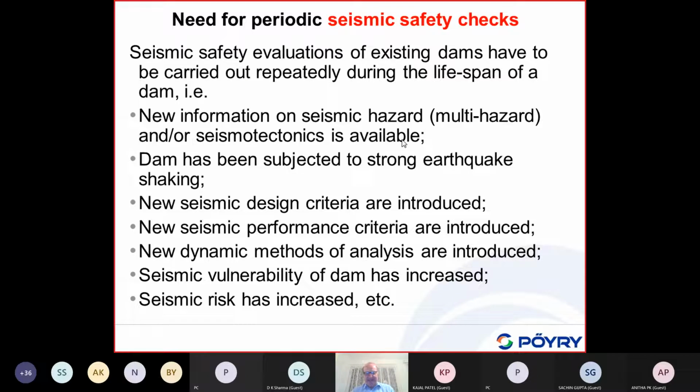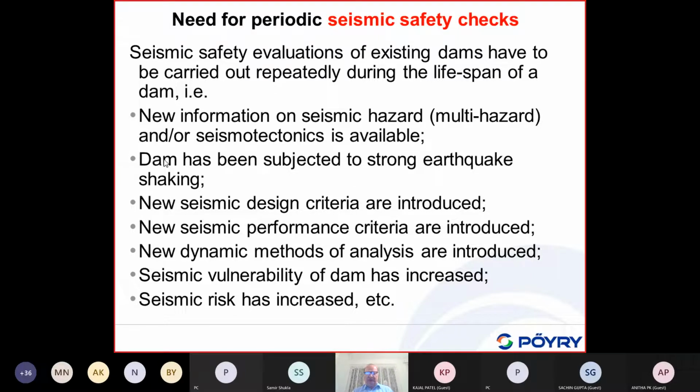It is a never-ending issue, but there may be some new findings with respect to seismotectonics, so that some faults which had been declared inactive at the time of construction of the dam may be considered by some seismotectonic people as potentially active. If we have this change, the consequences are important, and we have to look at it.